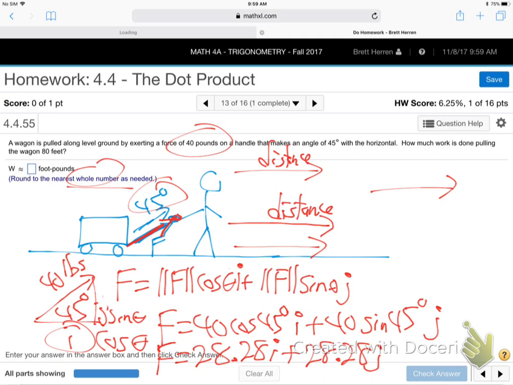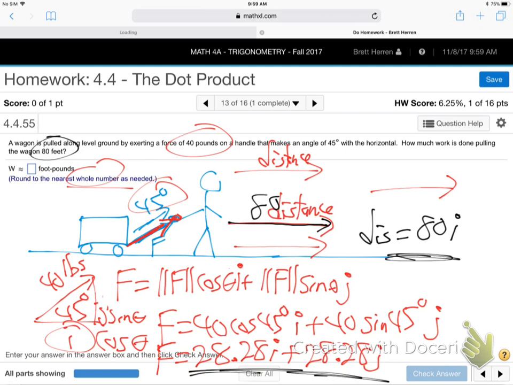What's the distance vector? Well, they're going 80 feet straight to the right. So what's the distance vector? 80i. Straight to the right. No j at all. No up, down at all, huh? See all the different distance vectors I drew? They're all straight to the right, aren't they? And their length is 80. They're 80i. They're 80 to the right. No j component at all. Make sense? So there's the distance vector.